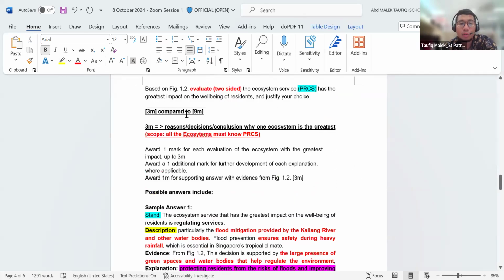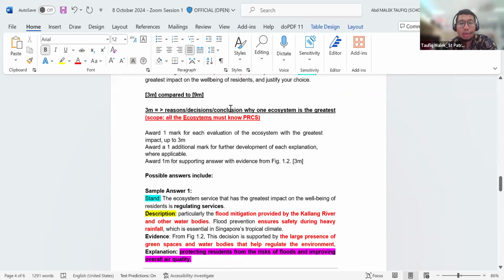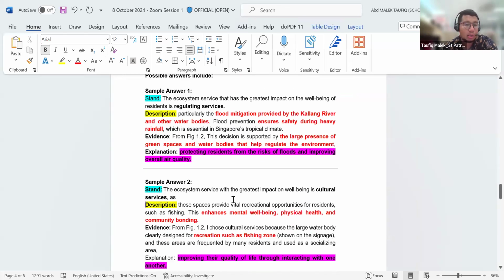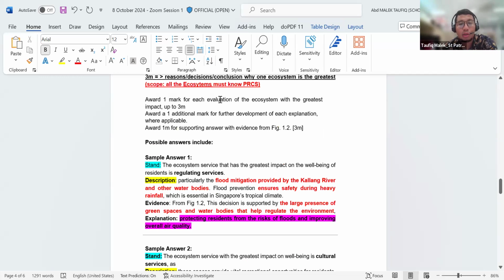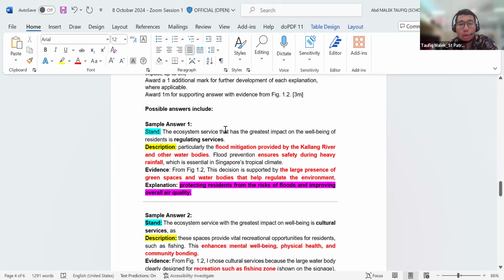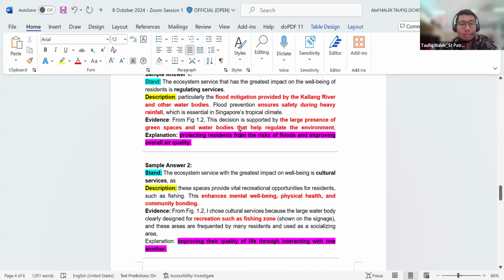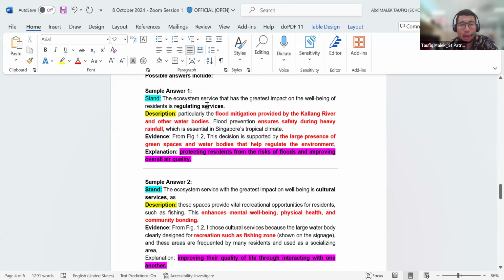For this evaluation question, you go straight to the reasoning. What is your stand? I give 1 mark for each evaluation of the greatest impact, with 3 marks in total. If you are able to give further elaboration, I give you 1 additional mark. If you are able to support with evidence, I give you 1 mark. So you are only required to do 1 paragraph immediately into any of the ecosystems.